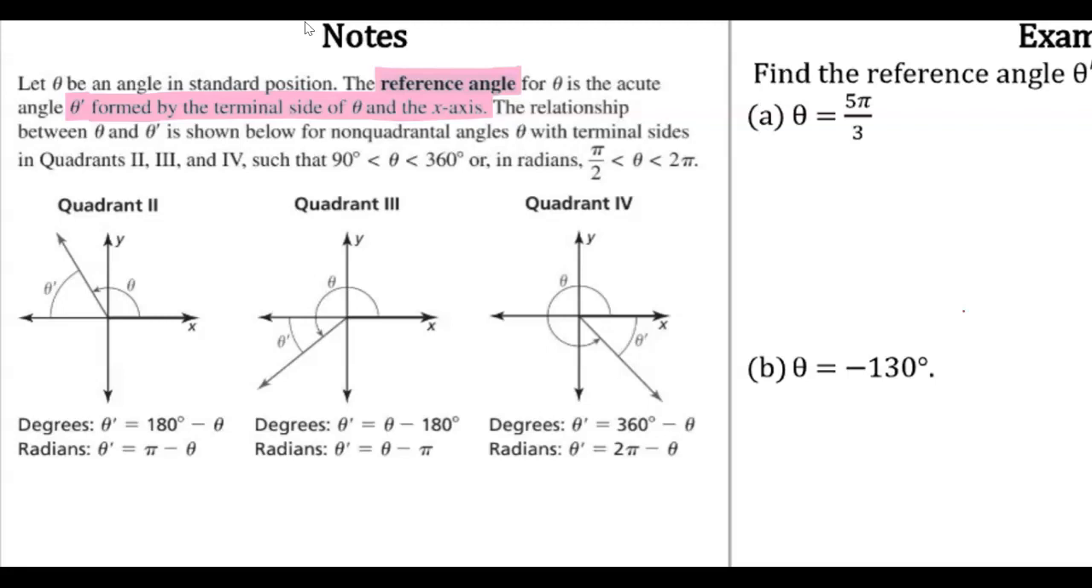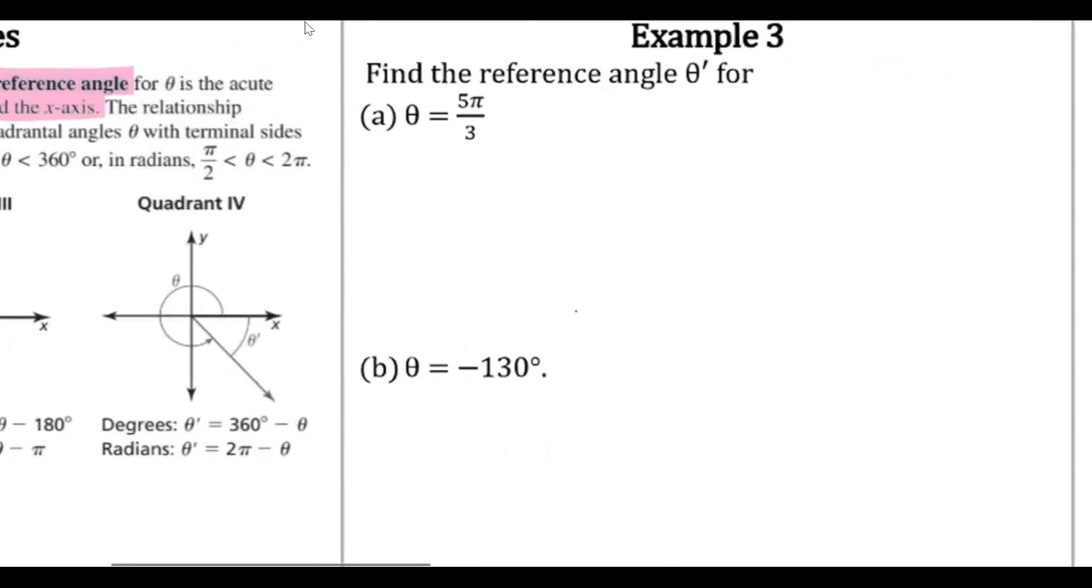Now, the angle has to be in standard position. That means its initial side is at 0 degrees and then it goes around in a positive direction. If it's not in standard position, we will change it to standard position. So here are rules for each of the quadrants, which we'll refer back to as we go. So let's start with this.